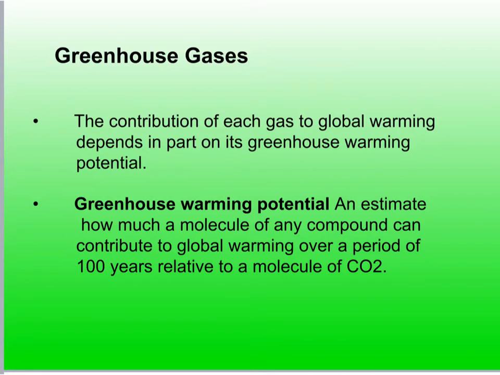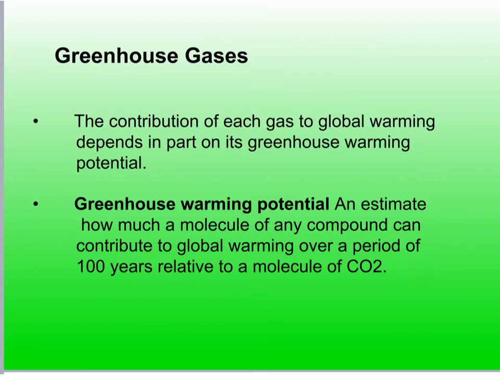The contribution of each gas to global warming depends on its greenhouse warming potential. The greenhouse warming potential of a gas estimates how much a molecule of any compound can contribute to global warming over a period of about 100 years relative to a molecule of carbon dioxide. In calculating this potential, scientists consider the amount of infrared energy that a given gas can absorb and how long a molecule of the gas can persist in the atmosphere.